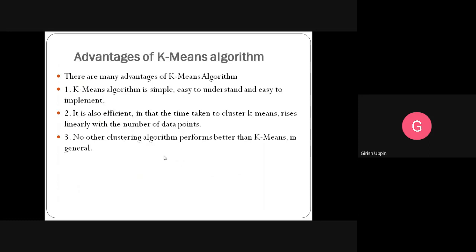No other clustering algorithm performs better than k-means in general. We have many other algorithms, but k-means is a very good algorithm, and it is very intuitive how the data points get merged into different clusters. It's very intuitive, and accordingly we can choose the random points. Accordingly we can choose the k value.